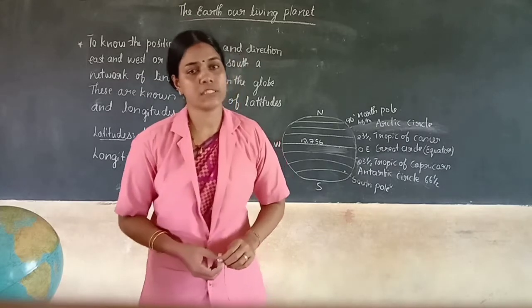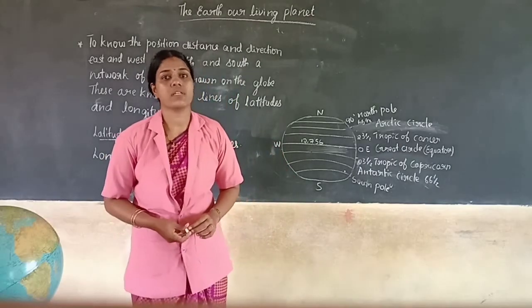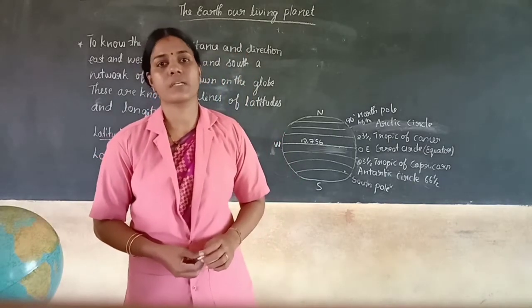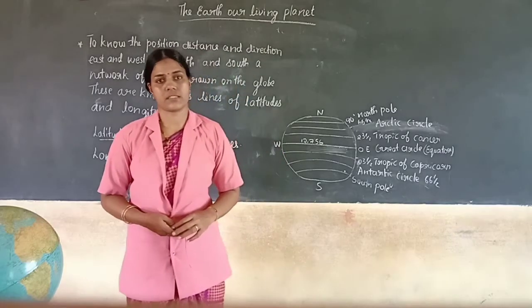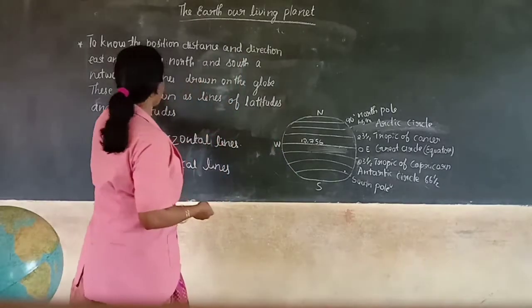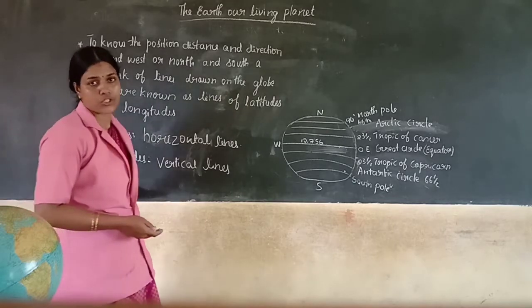What we have learnt in the first part: the different names of Earth, the size of the Earth, water bodies, and 7 continents. Today is a new topic, latitudes and longitudes.